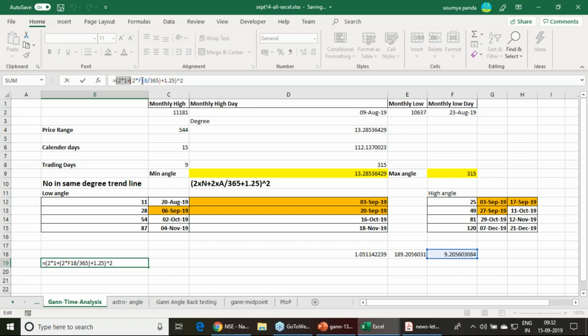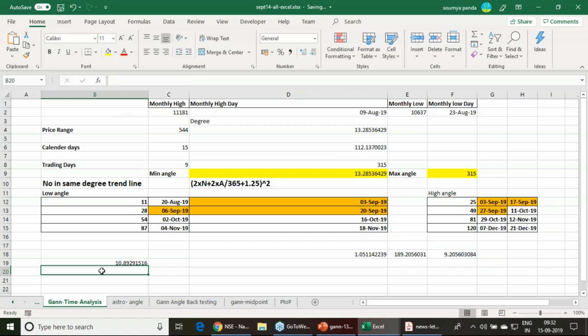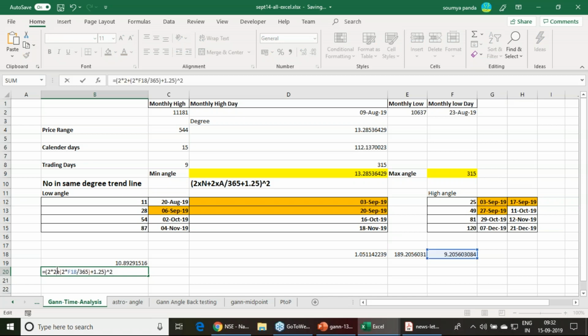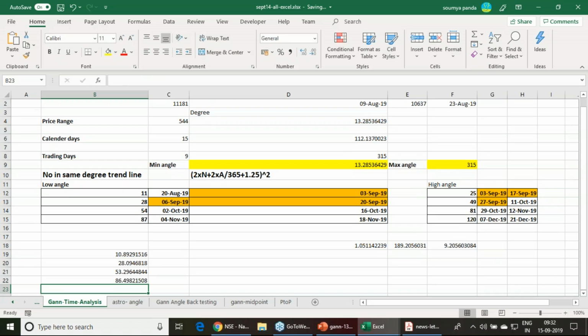So here I need to copy this formula. Control C, and I have to make n equal to 2. All remaining things will be set. So n equal to 2. Then I have to copy these things for n equal to 3 and n equal to 4. So these 4 numbers I got.